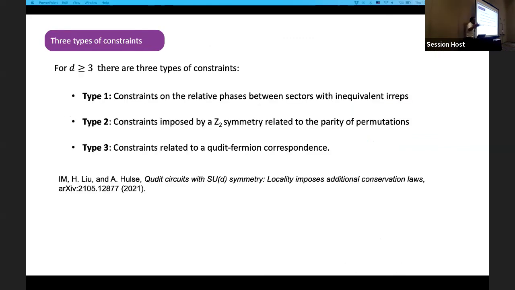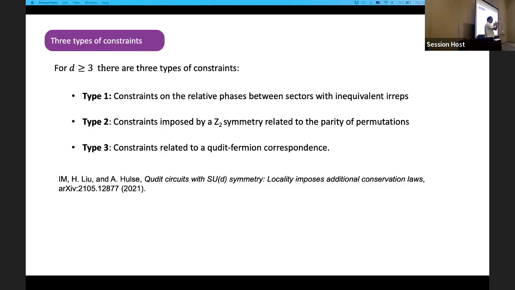Now it turns out that this is a very rich problem actually. There's a lot going on in different sectors, and roughly speaking, you can understand these restrictions in terms of 3 types of constraints. You have constraints on the relative phases of different sectors with different irreps of the symmetry. You have constraints related to the Z2 symmetry that I just showed you, and you also have constraints related to a new type of mapping from qudit subspaces.